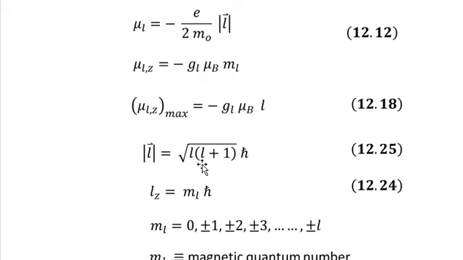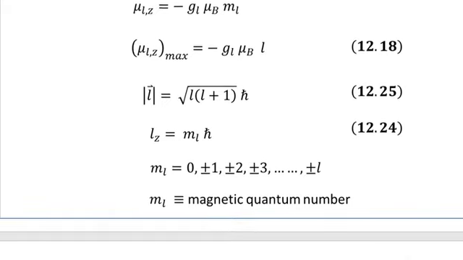Then in equation number 25 I have the expression where I have related the magnitude of the orbital angular momentum in terms of the quantum numbers. So L mod is equal to the square root of L into L plus 1, and outside that I have h bar. Here on the right hand side the L represents the orbital quantum number. Then you can express the z component.